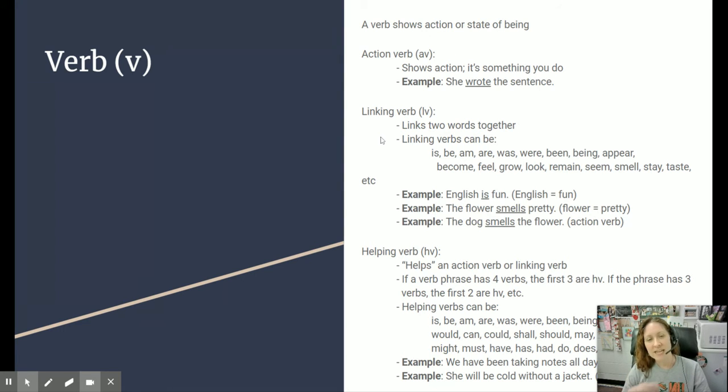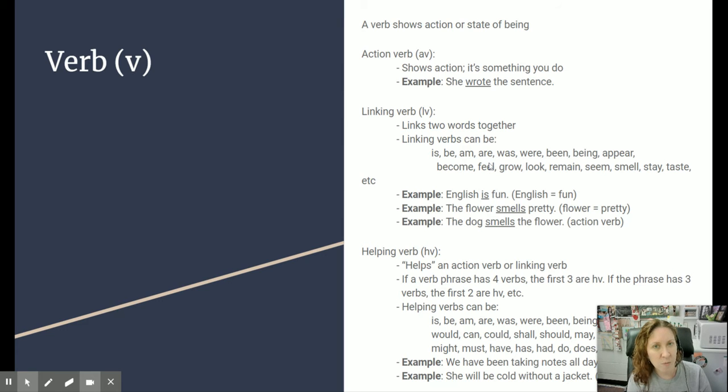The ones that are going to take a little bit longer to find or to be aware of would be your linking verbs. Now, please don't let this blow your mind, but a linking verb links. That's it. A linking verb links. So in your examples, we have English is fun. Well, is a linking verb. All of the forms of the verb to be, am, is, are, was, were, been, being, all of those words are linking verbs. They link things together.